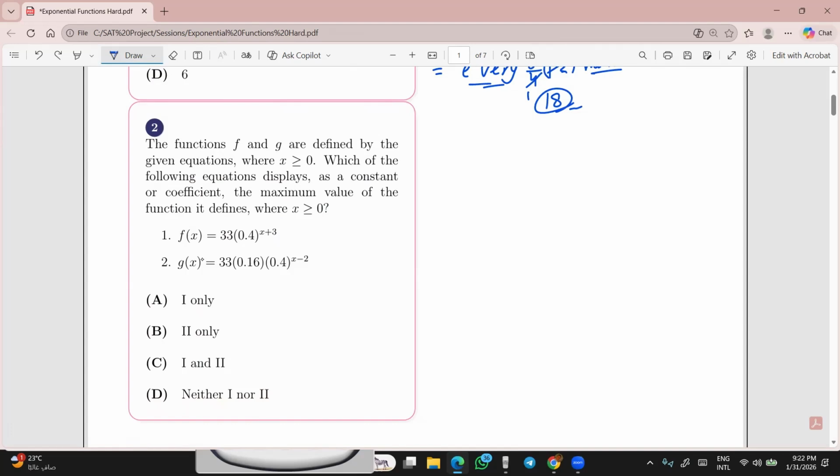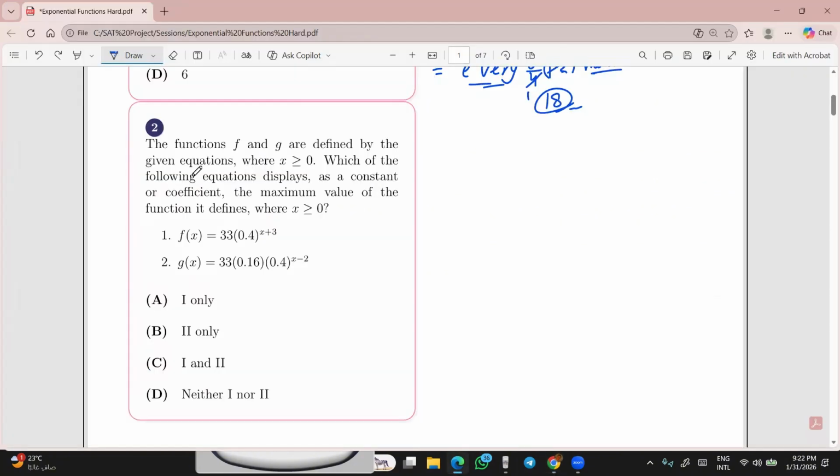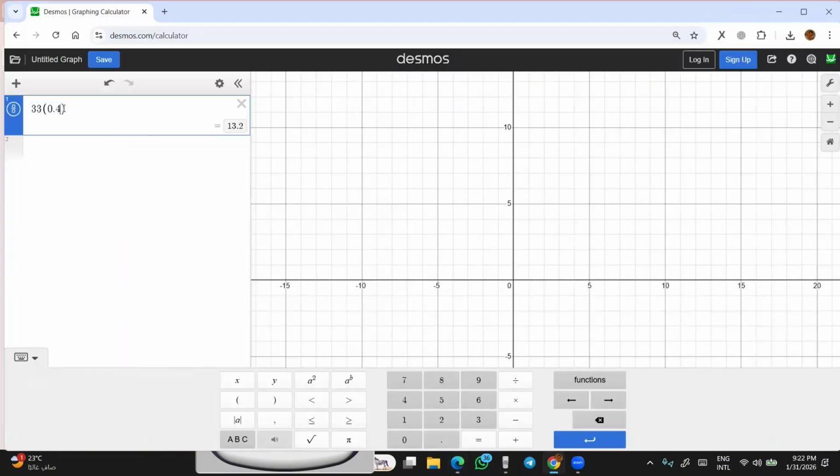Let's look at this graph, maybe both of them on Desmos, to see how we can graph them. Let's try the first one, 33, 0.4 to the power of x plus 3. Let's go up here and write the exponent, x plus 3, between the parentheses, as you know. And we get this graph right here, okay?